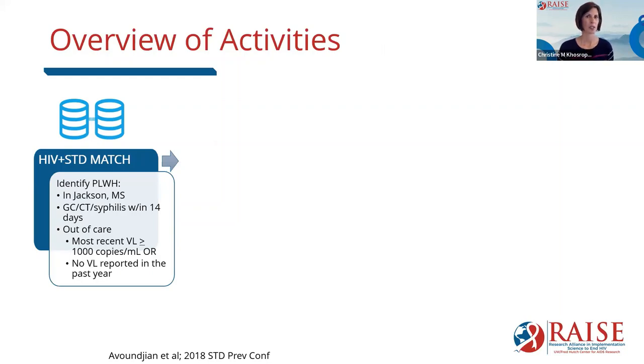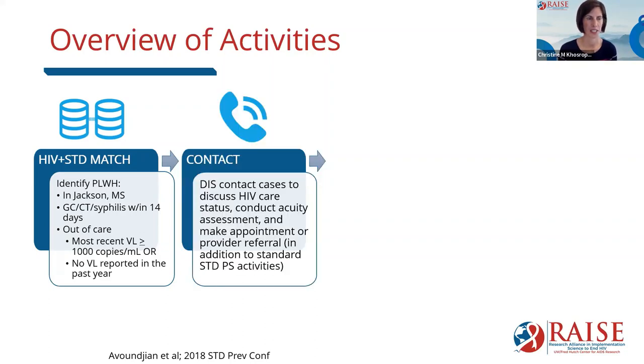Here's a high-level overview of that particular aim. We did this data merge between HIV and STD surveillance data to identify people living with HIV who were living in the Jackson area who had been diagnosed with gonorrhea, chlamydia, or syphilis within the past 14 days, and who we categorized as being out of care, which were people whose most recent viral load was over 1,000 copies per mL, or who had no viral load reported in the last year, and that was from EHARS data.